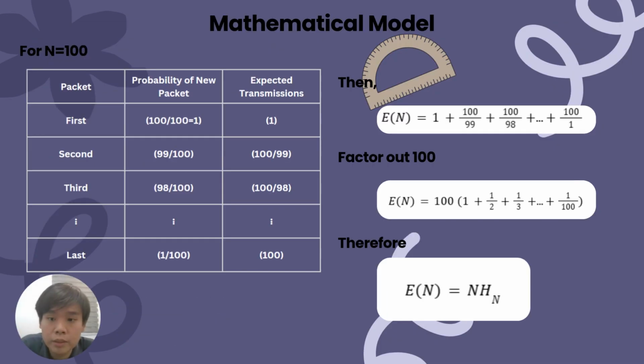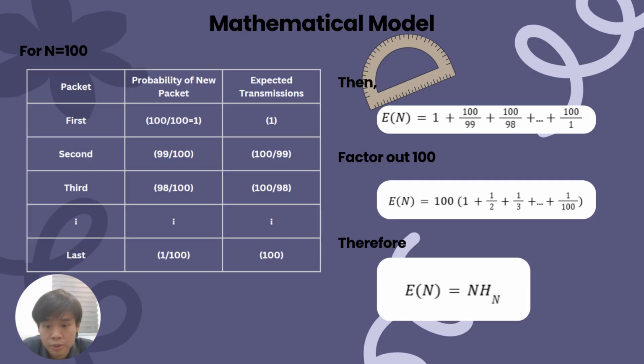Okay, so the mathematical model is developed by calculating the expected number of transmissions needed to obtain each new packet. For the first packet, since no packet has been collected yet, the probability of receiving a new packet is 1, requiring only one transmission on average. After one packet has been collected, the probability of receiving a different packet becomes 99 over 100. So the expected number of transmissions becomes 1 divided by that probability, which equals 100 over 99.